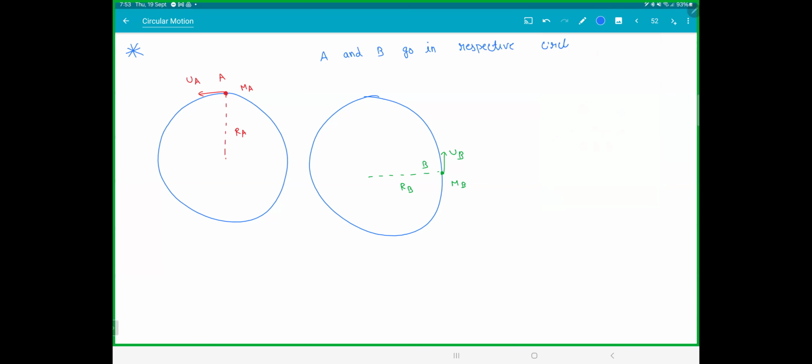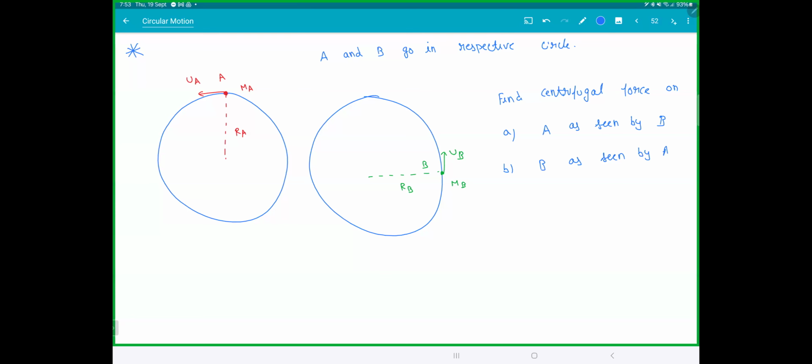This can be a good question also. So find centrifugal force on the first one, A, as seen by B. So if B is the observer, what is the centrifugal force? On B, as seen by A. If A is the observer, what is the centrifugal force on B?